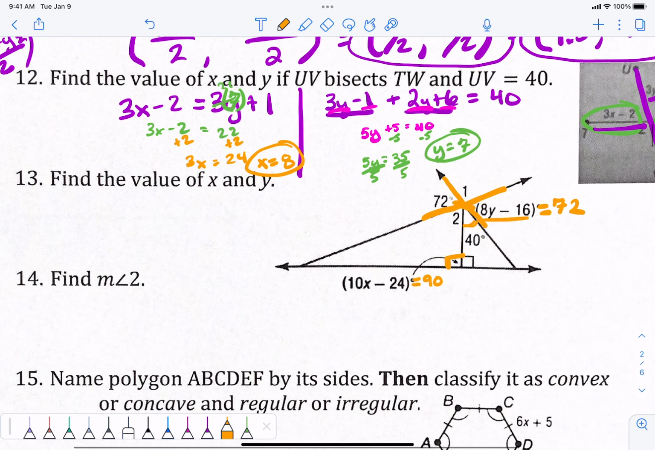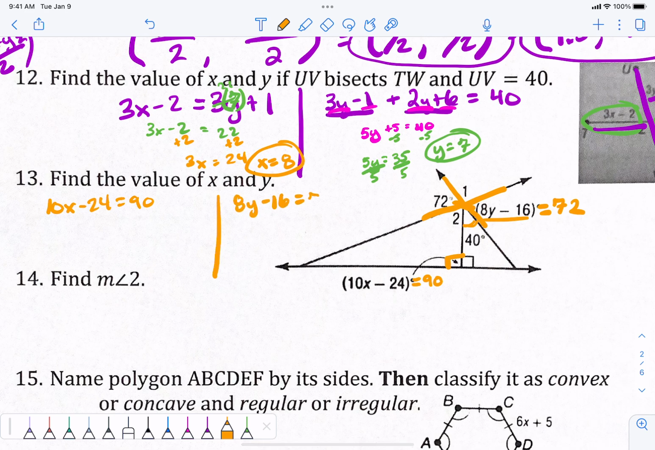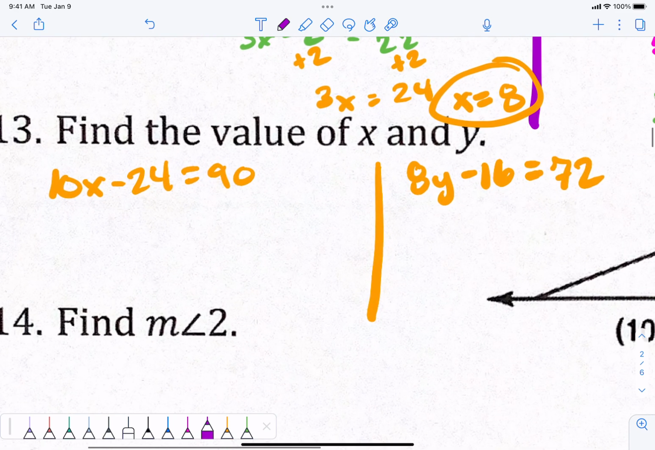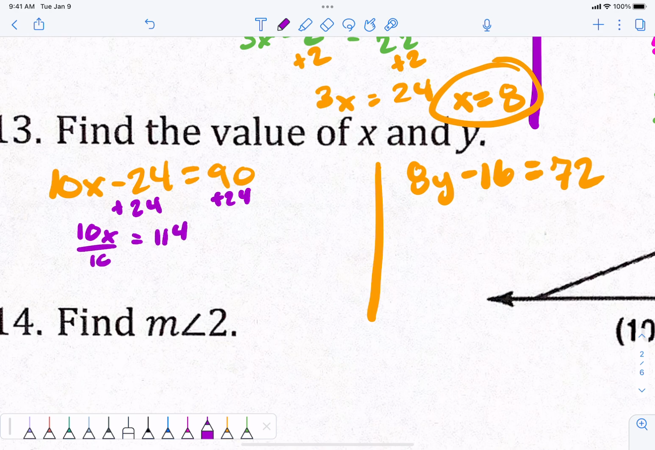Let's solve. 10x minus 24 equals 90, and 8y minus 16 equals 72. I'm going to add the 24 over. You get 114. 10x equals 114. Divide by 10, just move the decimal. X is 11.4. Not a nice number, but that's okay.